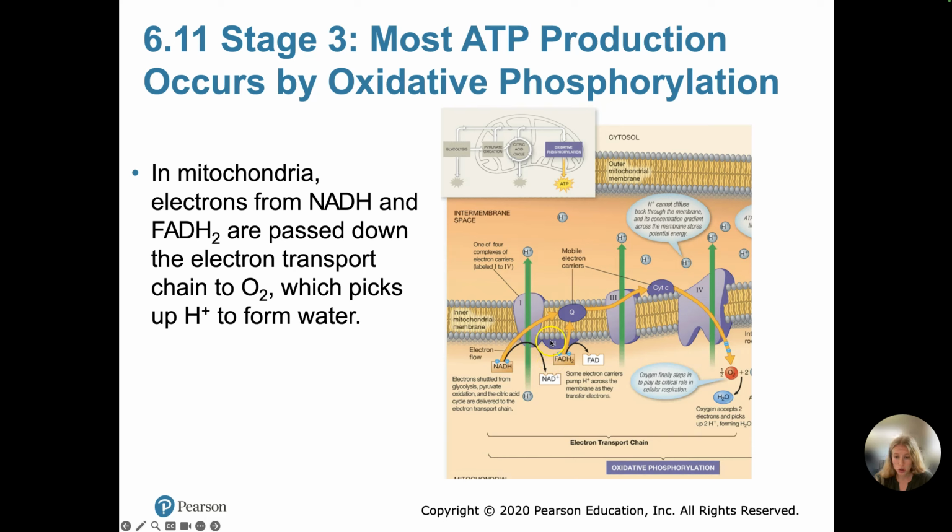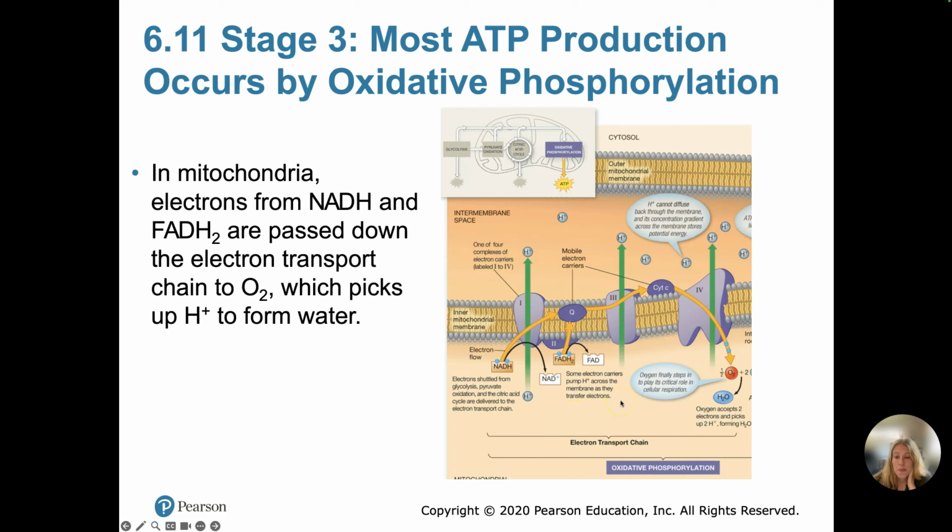So NADH's electrons flow through electron carrier 1 to this mobile carrier Q, to electron carrier 3, another mobile carrier that just shuttles the electrons, and then finally to electron complex 4. The electron carrier complexes 1, 2, 3, and 4. At each one, the electron falls down an energy staircase as it's accepted. So electrons shuttled from glycolysis, pyruvate oxidation, and the citric acid cycle are delivered to the electron transport chain.